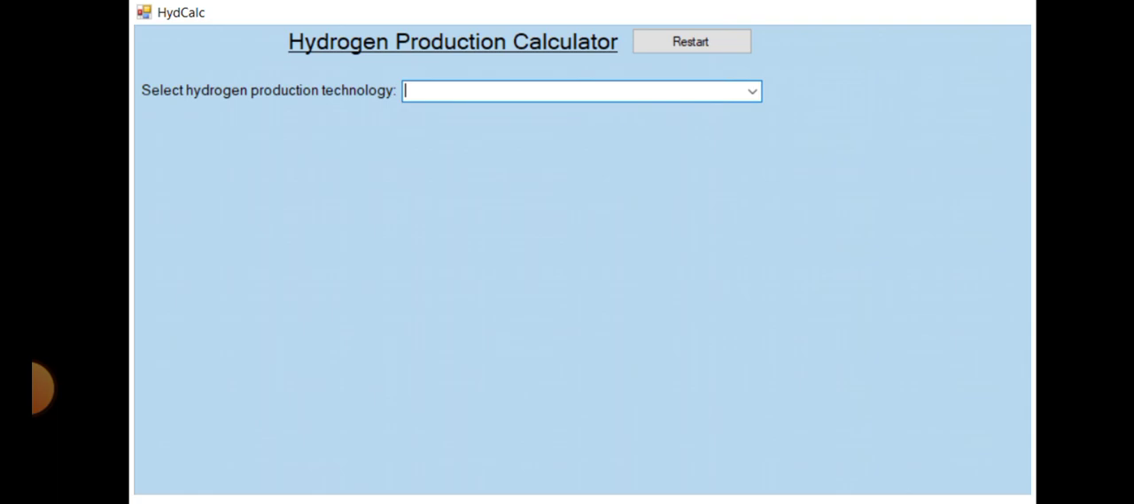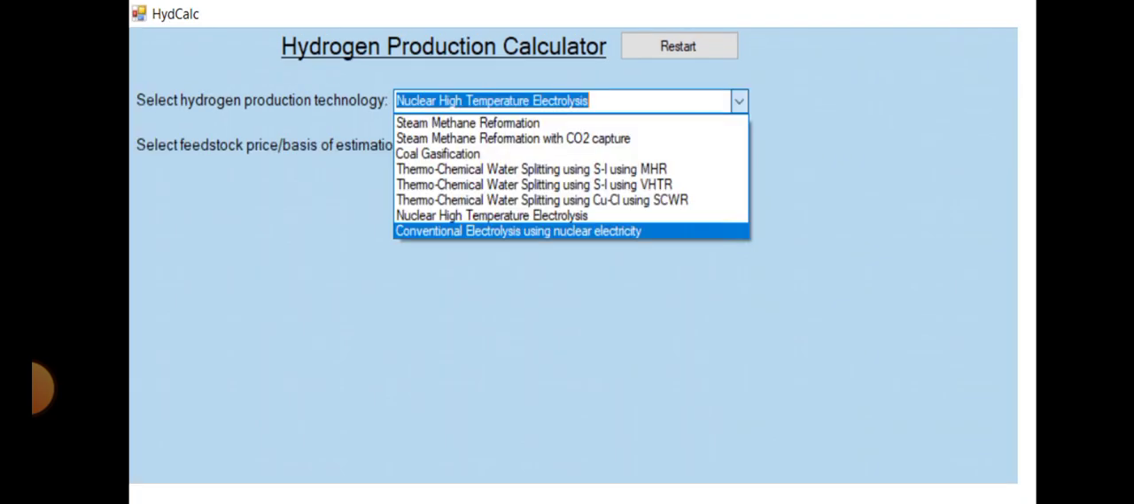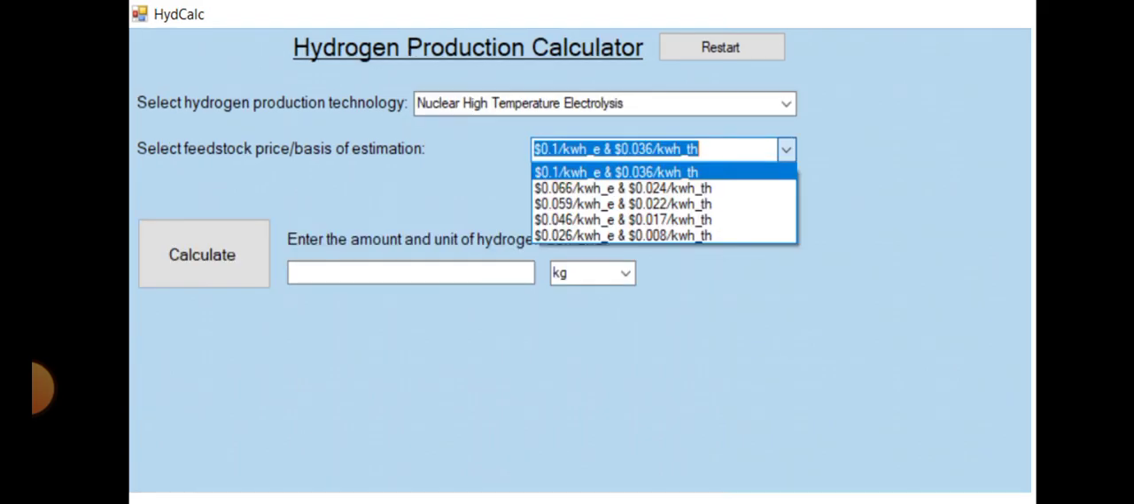It uses predefined formulas and theories which we can see on their site. It has a simple interface. First we have to select which type of hydrogen production technology we want to adopt. There are many types like steam methane reformation, coal gasification, thermochemical splitting, and nuclear high temperature electrolysis. So first we take nuclear high temperature electrolysis and have to select the feedstock price.